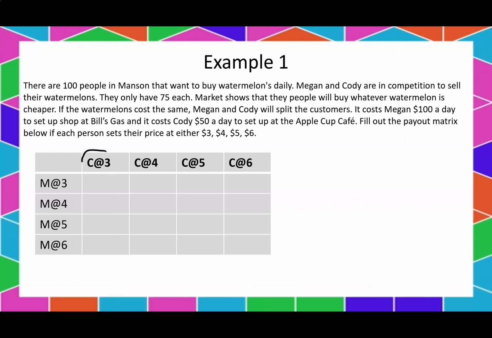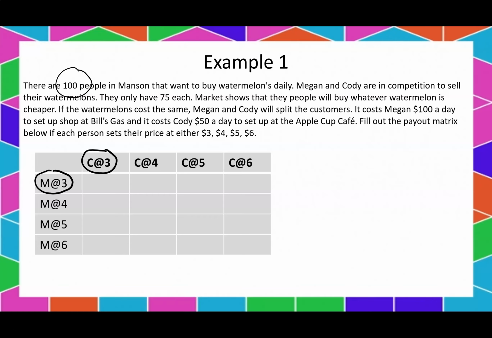So just to be clear, if Cody sets at 3 and Megan sets at 3, they have the same price. So if they have the same price, it says that they will split the customers. So in a situation like this, where we have 100 people that want to buy watermelons, if they split the customers, both Cody and Megan will sell 50 watermelons.